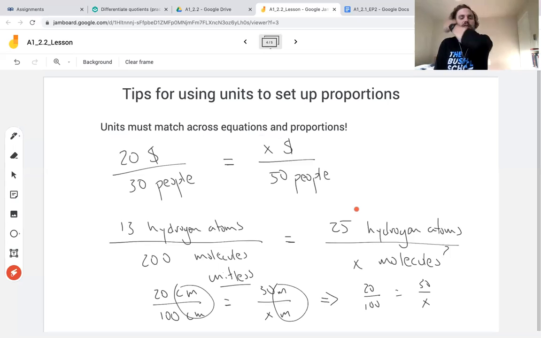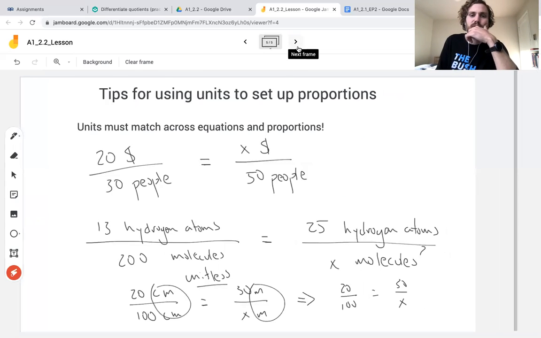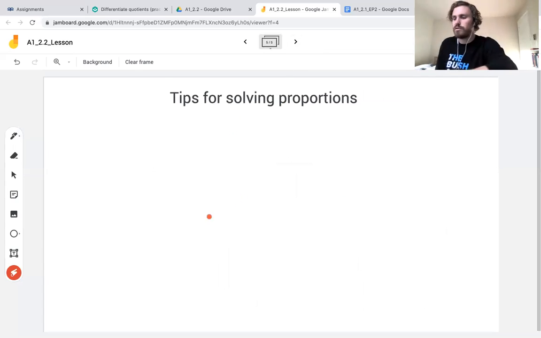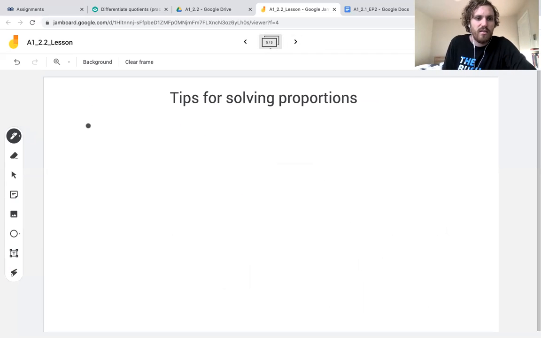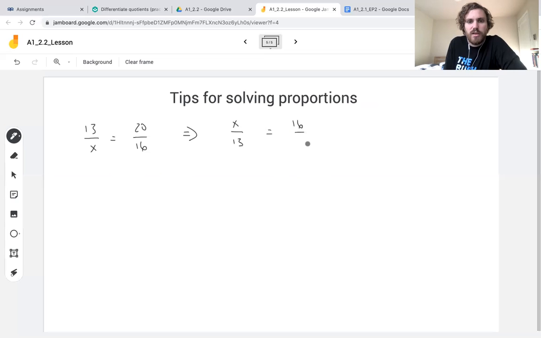Super, super valuable skill to have. Okay, let's move on to the last thing, tips for solving proportions. So let's say that you have the proportion 13 over X is equal to 20 over 16. What we talked about initially is that you can flip this and you can just say then X over 13 is equal to 16 over 20.